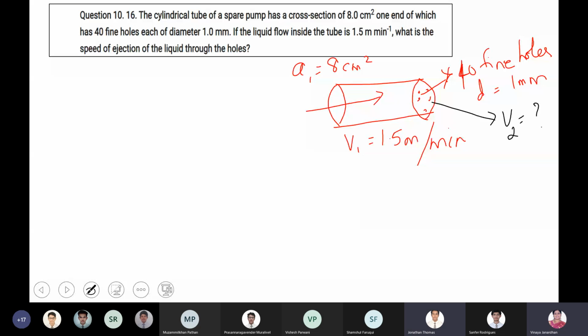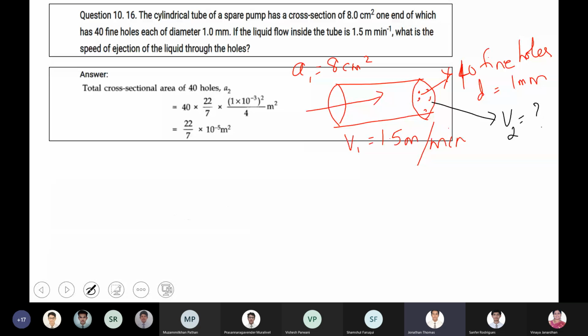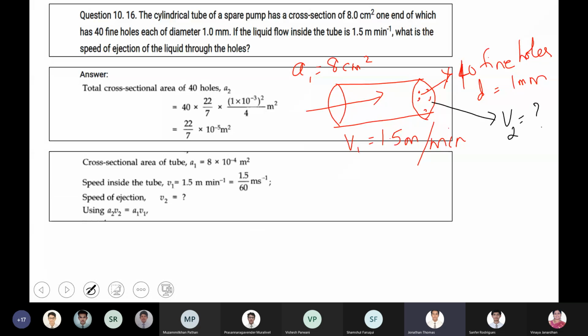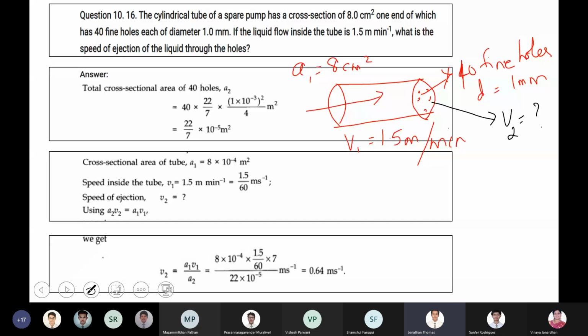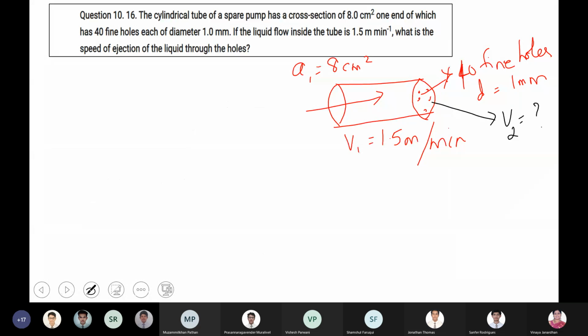Ma'am, should we know the formula that we derived for Bernoulli's theorem? No, this is not Bernoulli. Like that formula, the one that we derived for Bernoulli's theorem, should we remember it to solve numericals? I have completed that, right? Yes, boys, you should know those formulas.